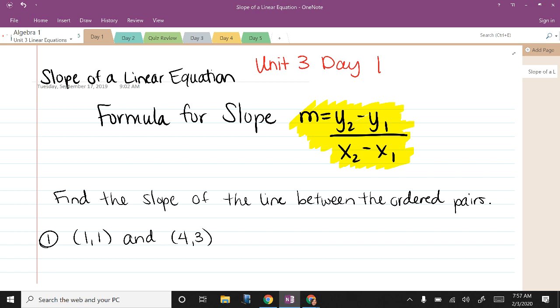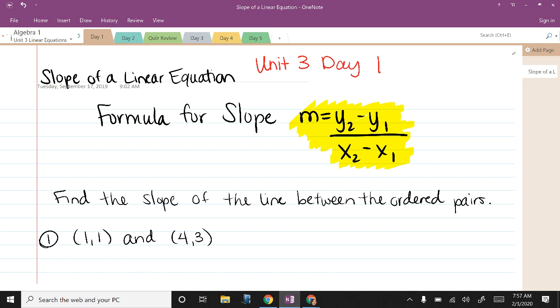All right. So the formula for slope is M equals y2 minus y1 over x2 minus x1. You need to memorize this by like Wednesday. I think we're supposed to have a quiz on Wednesday, which is just day after tomorrow. Yep, quiz on day 3, which is Wednesday.